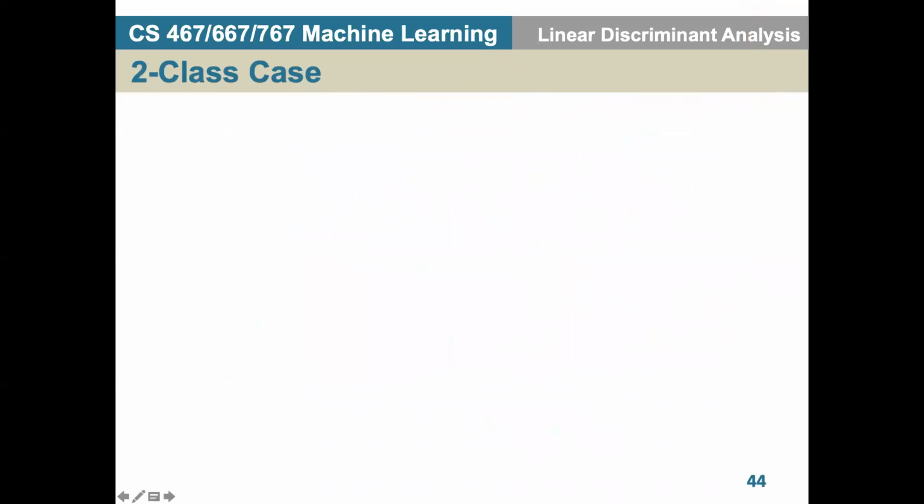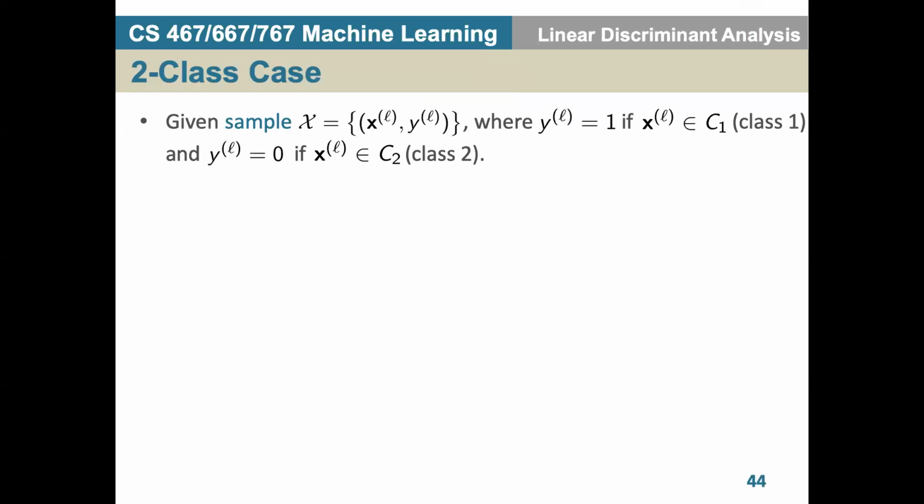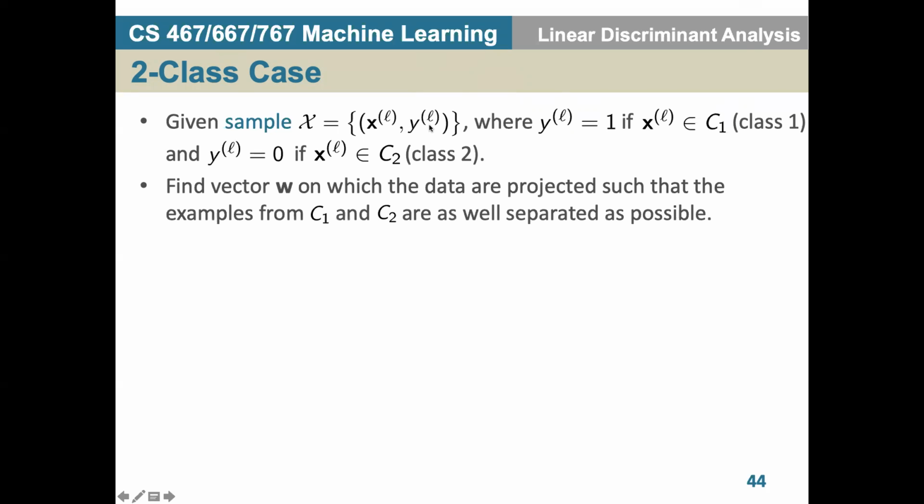And let me see. So the two-class case. We first think about the simple case. We have X and Y. 1 is the positive class, 0 is the negative class. And we want to find a vector W on which data are projected, such that examples from C1 and C2 are well separated as much as possible, because we already have y. We want to also utilize y.